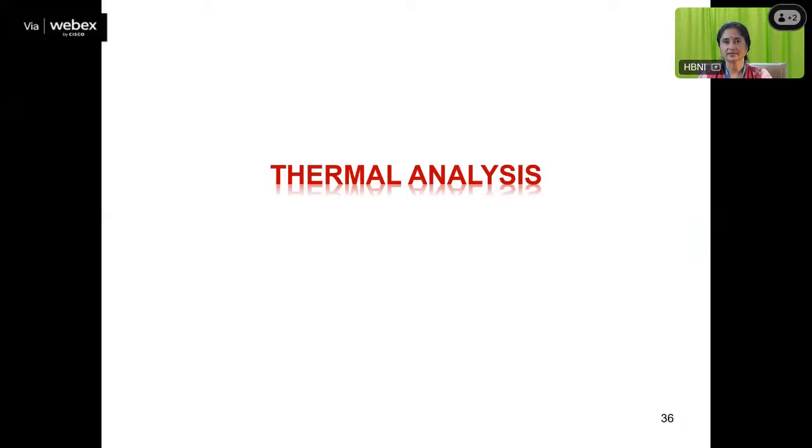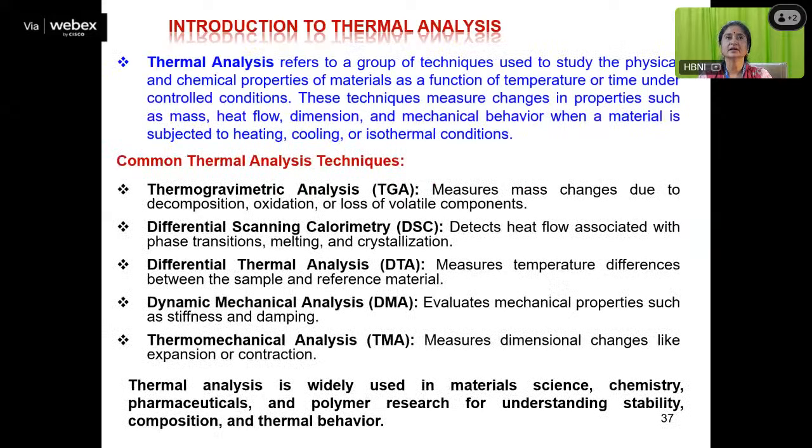So now, thermal analysis. What is thermal analysis? Thermal analysis refers to a group of techniques used to study the physical and chemical properties of materials as a function of temperature, and therefore the name thermal analysis, because the properties are being studied with reference to temperature or time under controlled conditions. Now these techniques measure changes in properties such as mass, heat flow.